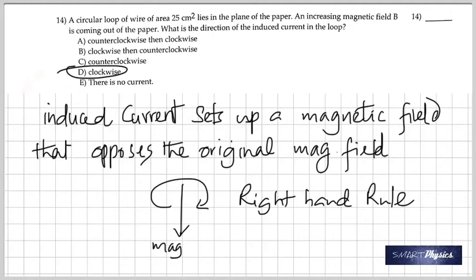And by the right hand rule, if the magnetic field is going to be down, then the current has to be clockwise. Just hold your right hand and check it out. So that's why the current is clockwise.